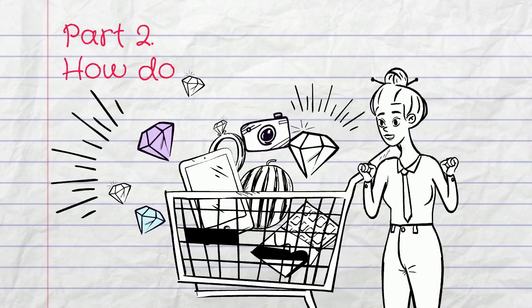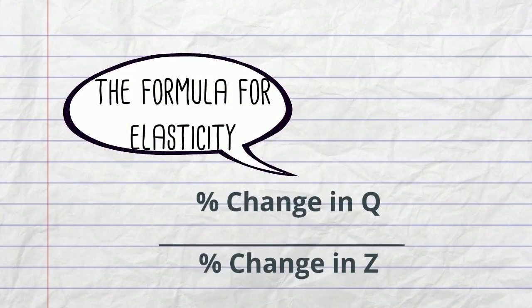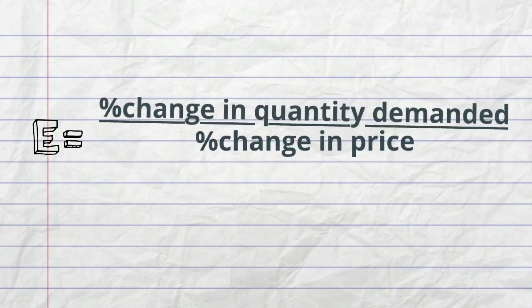Part 2 How does it work? The formula for calculating elasticity is elasticity equals % change in quantity divided by % change in price or income or price of related goods. Here's an example. The price elasticity of demand equals the percentage change in quantity demanded divided by the percentage change in price.